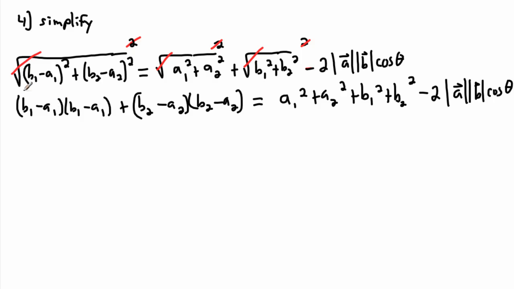Well, I don't know if you've ever heard of FOIL or first, outside, inside, last, but either way, you got to multiply each of these terms by each of the other ones. So I'm going to do b1 times b1 is b1 squared. Then I'm going to do b1 times a1. That's minus a1 b1, minus a1 b1, because I got to do the inside. And then minus a1 times minus a1, which is plus a1 squared.